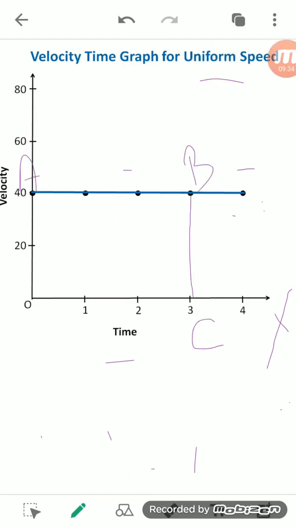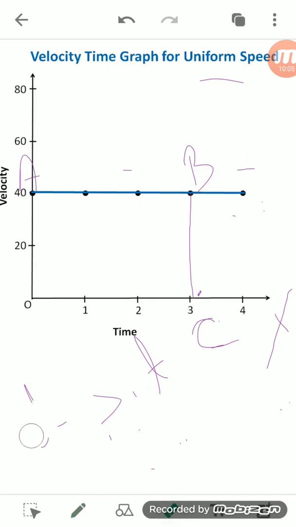We can calculate the distance traveled with the help of this speed time graph. So we know that speed is equal to what? Distance upon time taken. Here we are going to calculate the distance, so distance is equal to speed into time taken. Now, to find the distance traveled by the body at a point C, suppose this is a point C.